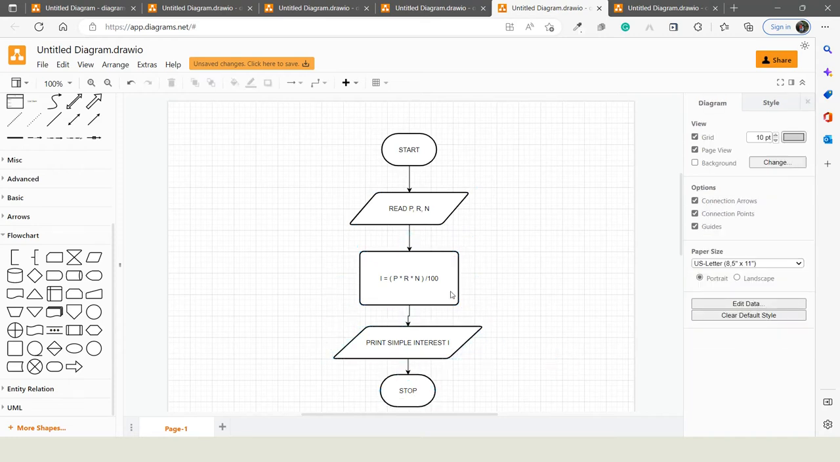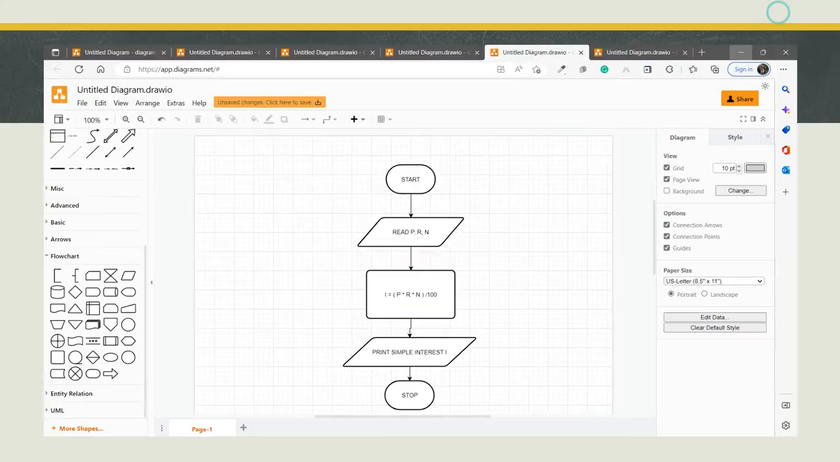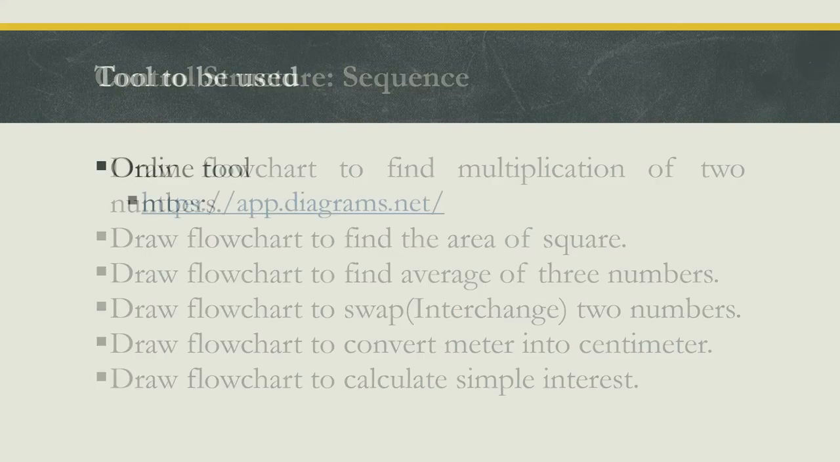Okay, so this is the flowchart for the problem to find the simple interest for the values P, R, and N. If you have any doubt regarding this flowchart, then you can write in the comment box below. So this is all about the sequence control structure of the flowchart.